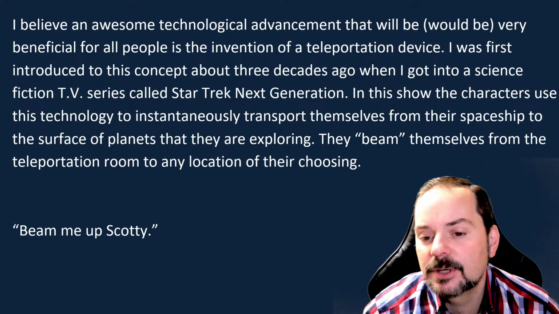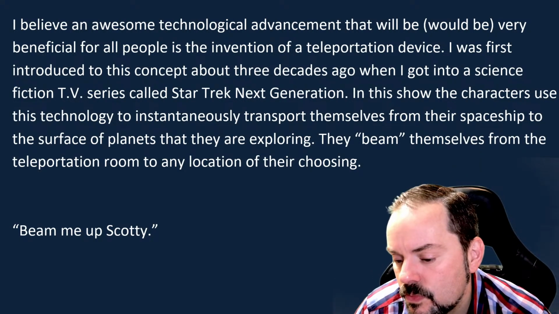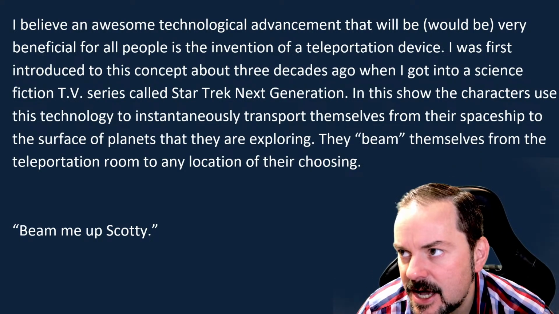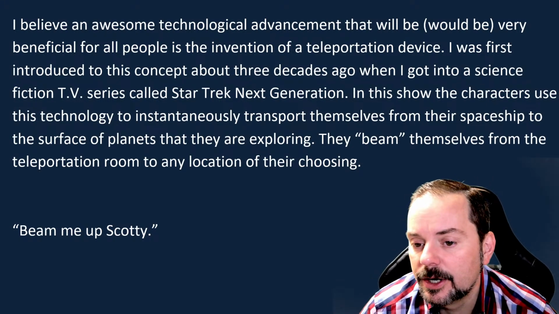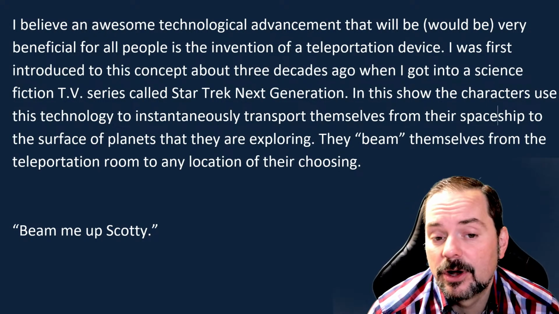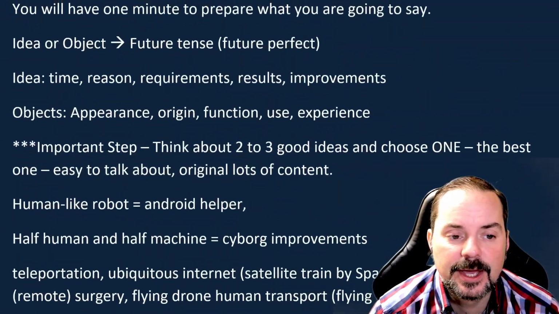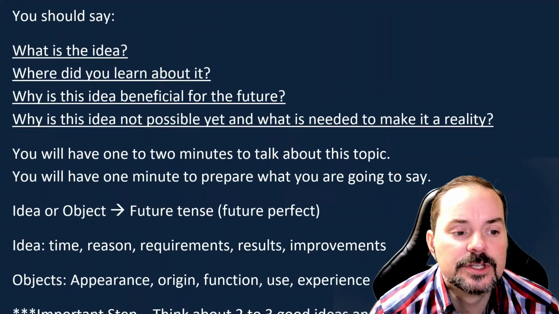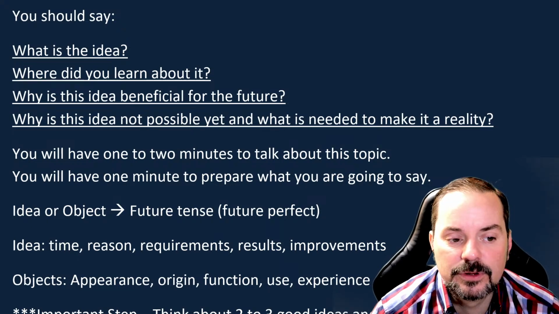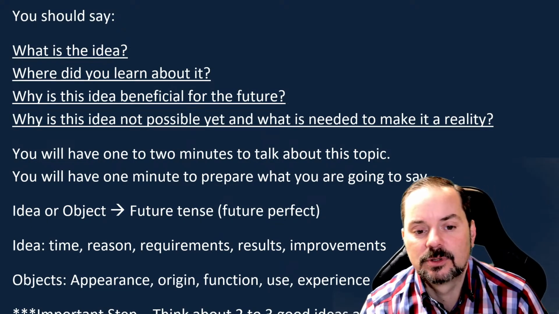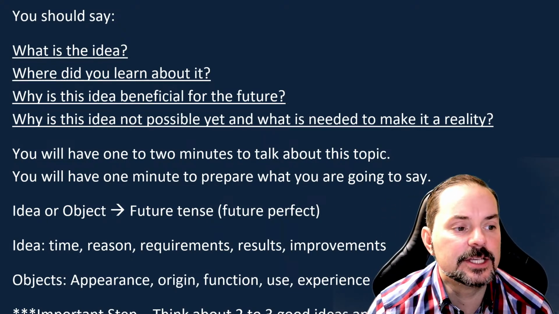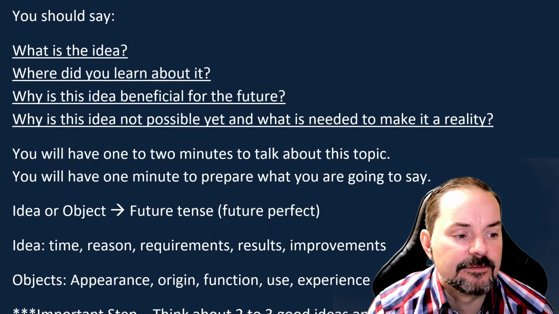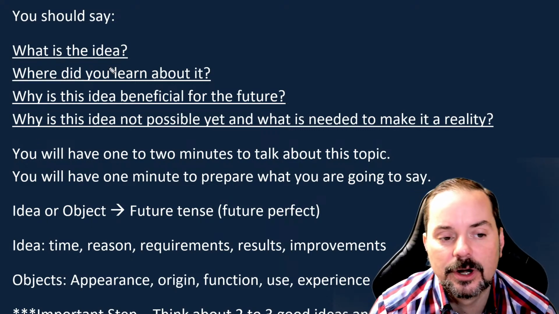Constellation says, talk about the requirement. Yeah, kind of. Fuang says, look back at the cue card. We could do that, Fuang. Sure, why not? Let's do that. Okay, so it says, what is the idea? Where did you learn about it? Why is this idea beneficial for the future? Why is this idea not possible yet? And what is needed to make it a reality? Okay, so you're on the right track, Fuang. You should always look back on the cue card when you're not sure.